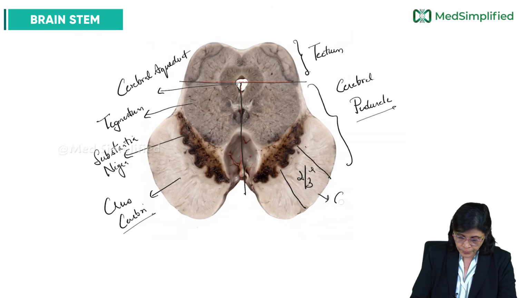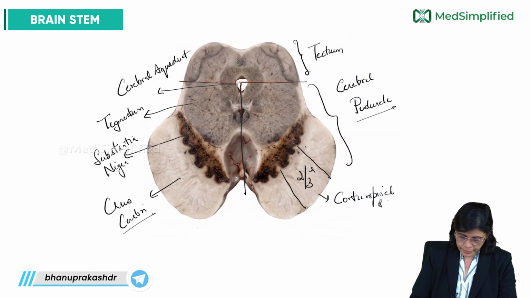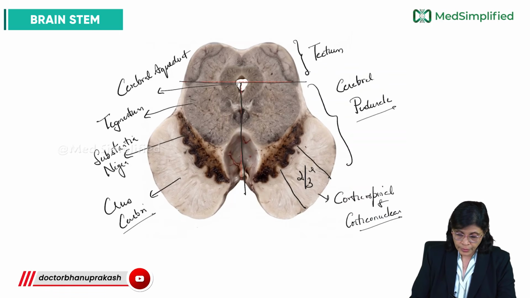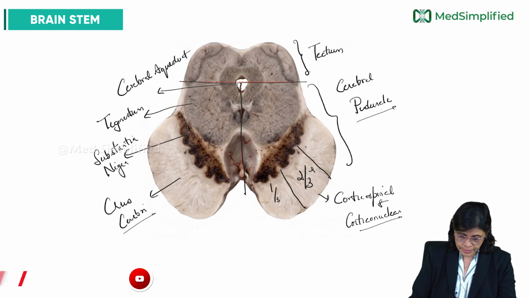The corticospinal and corticonuclear fibers. Whereas the frontopontine, from the frontal lobe to the pons, occupy the medial 1/3. This is the frontopontine.